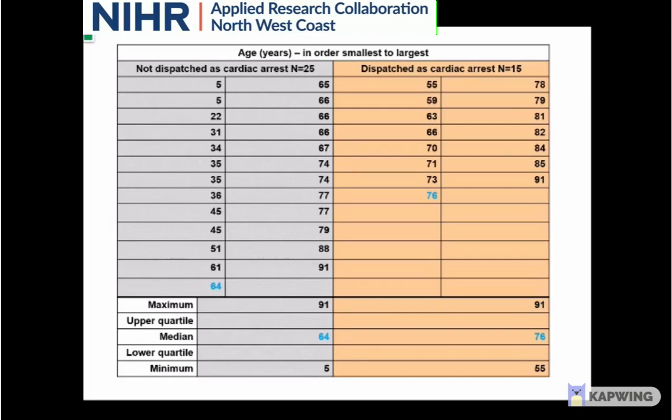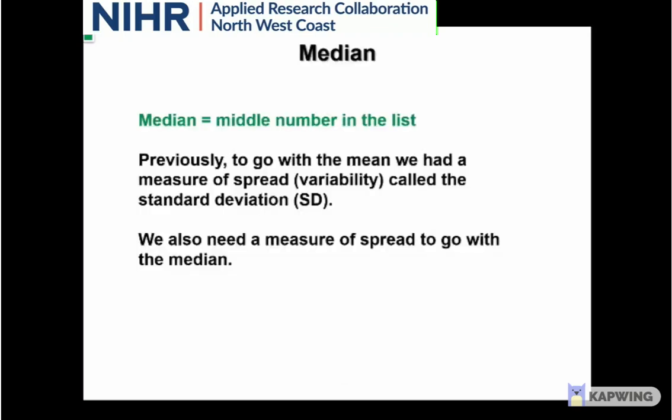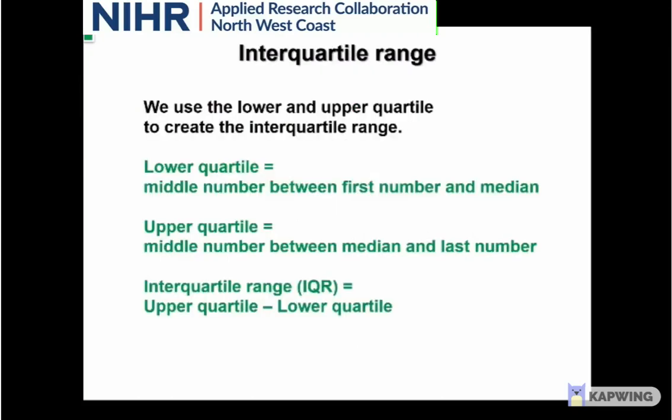Now, alongside our median, we also need another measure of spread. Now, we can't use standard deviation because that's paired with the mean, and we want to use something that works well with a median because it's calculated differently. And what we use is interquartile range. Now, our median is our middle value. That's what we know. It's the middle in terms of when they're all in order.